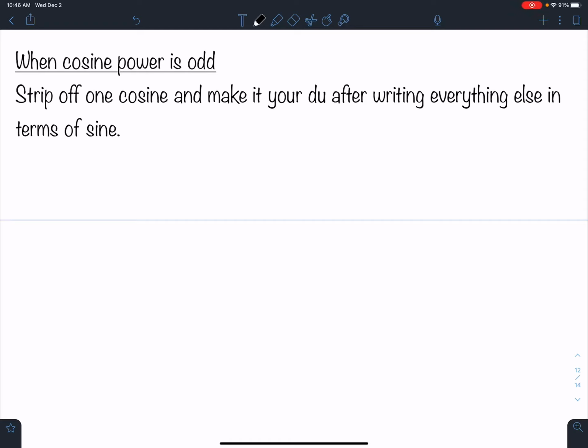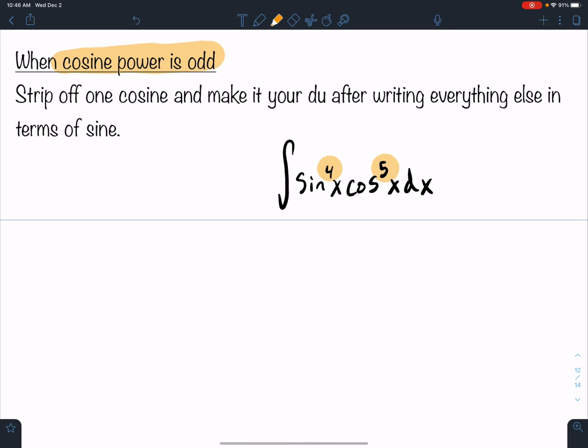So in this video, we're going to do integrals where the cosine power is odd. So I'll give you an example of what this looks like. This would be like the integral of sine to the fourth of x cosine to the fifth x dx. And so what do we do when the cosine power is odd? Well, here we see that the sine power is even and the cosine power is odd.